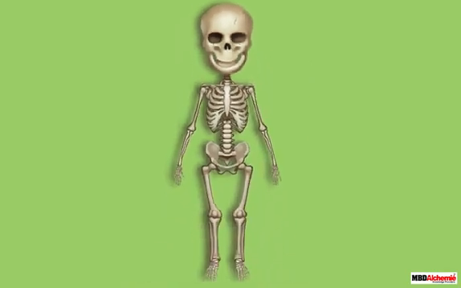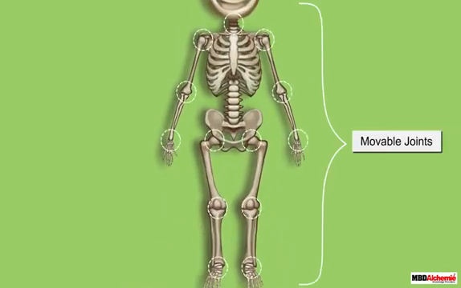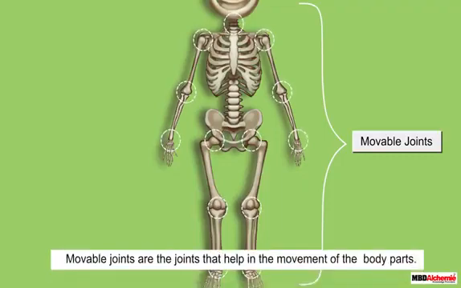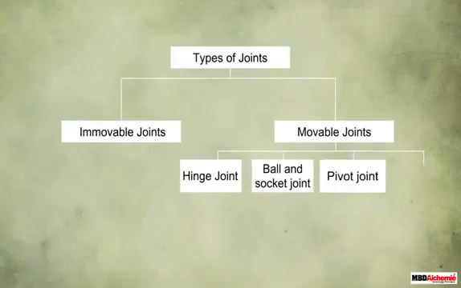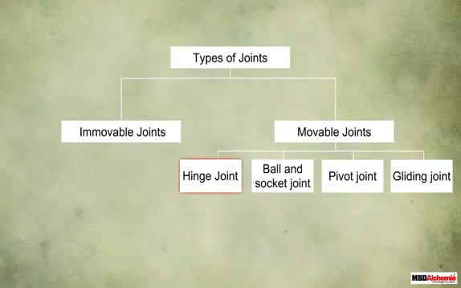Except the joints present in the skull, all other joints found in the body are movable. Movable joints are the joints that help in the movement of the body parts. Movable joints are further of four different types. They are hinge joint, ball and socket joint, pivot joint, and gliding joint. Let us learn about these joints one by one.